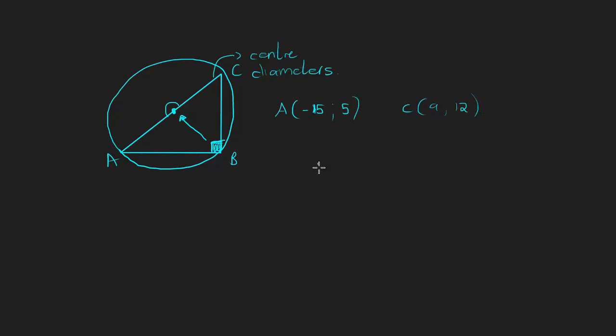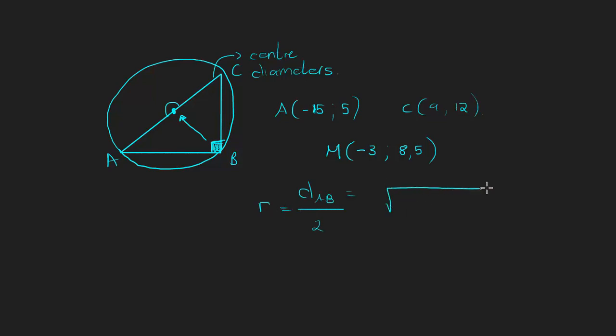And so now if I find the midpoint of that, the midpoint is those two added together, the average between the x's. So that added together gives me negative 6, divided by 2 is negative 3. And then those two added together is 17, so it's 8.5. Okay. Now, what is the distance? The distance of AC divided by 2 would give me the radius.